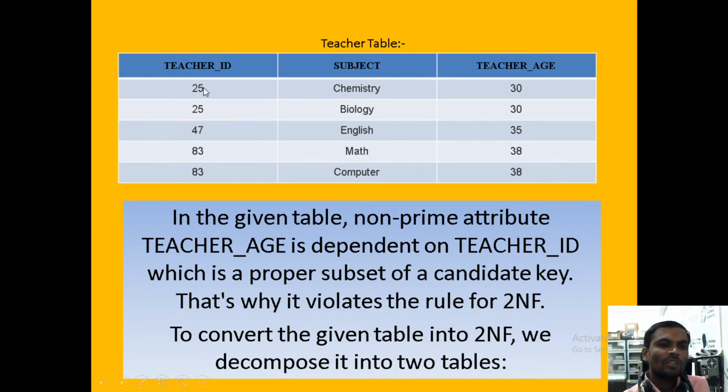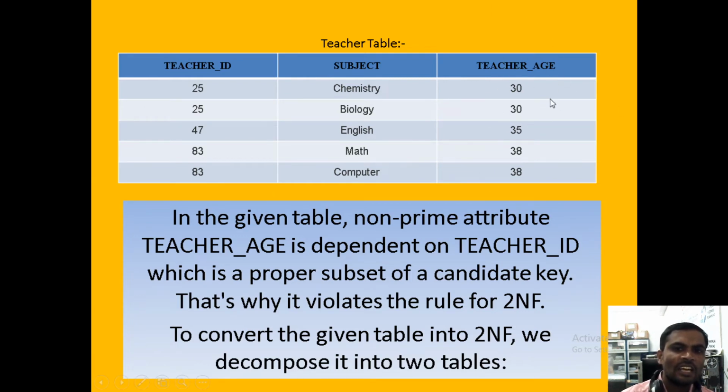Teacher ID 25 teaches two subjects, chemistry and biology. Teacher ID 47 teaches only English. Teacher 83 teaches two subjects, mathematics and computers. That means three teachers are teaching five subjects. In the table given below, the non-prime attribute is the teacher age. Here we call it a non-prime attribute.